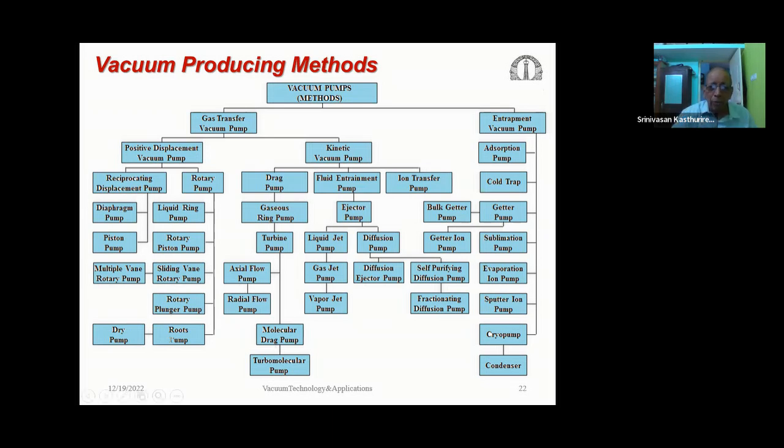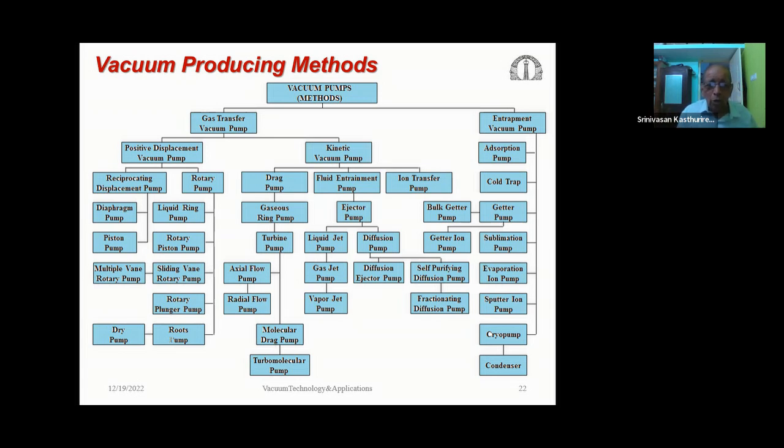Basically, if you start with vacuum pumping, there are basically two methods to produce vacuum. One is, I can take the gas molecules and throw them outside. That is what is called a gas transfer vacuum pump. That means I'm taking the gas molecules and throwing them outside. So you can call it a gas transfer pump.